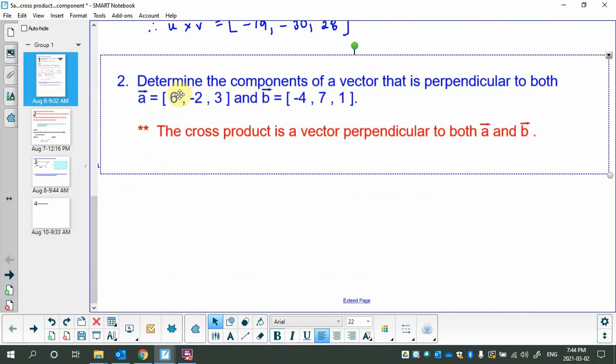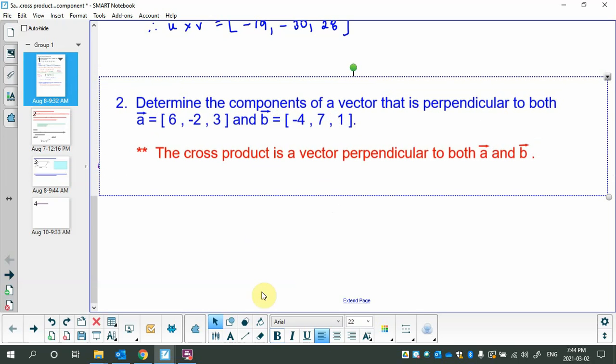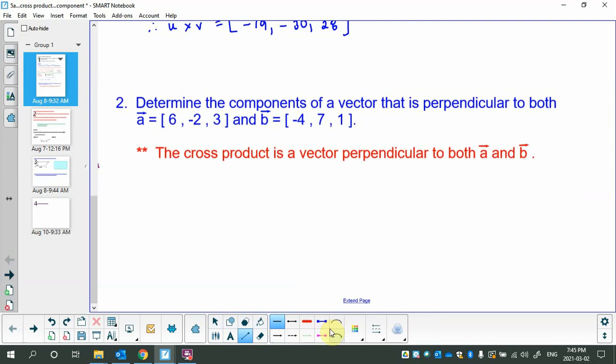So the question says, determine the components, so the x component, y component, z component, of a vector that is perpendicular to both a and b. So I wish I had my camera on, even though I'm kind of glad I don't because I don't know how well I'd be at describing this. But if you've got a vector that's sitting on your page going in that direction, and you've got another vector going in that direction, so that's 2 space.